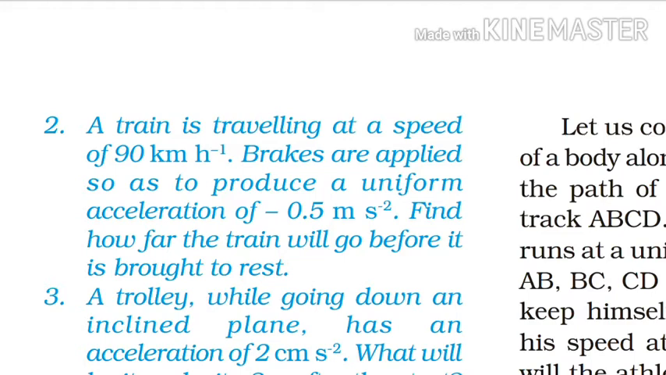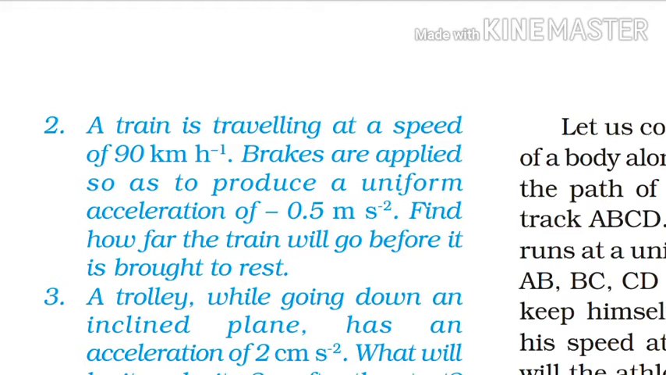Brakes are applied so as to produce a uniform acceleration of minus 0.5 meter per second square. It means acceleration is minus 0.5 meter per second square. So how far will the train go before it is brought to rest? It means the final speed of the train becomes 0 meter per second. Initial speed is given, final speed is given, acceleration is given. So the distance traveled can be solved with the help of the formula s equal to v square minus u square by twice of a. It means 25 square, that is 625, minus 0 square, that is 0.